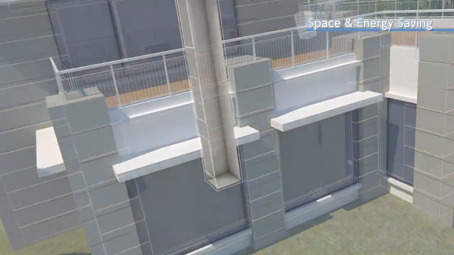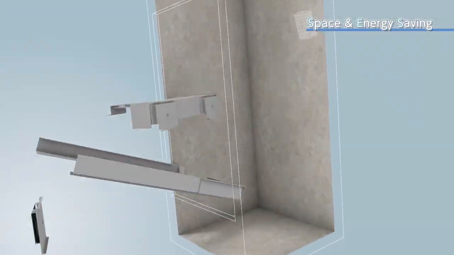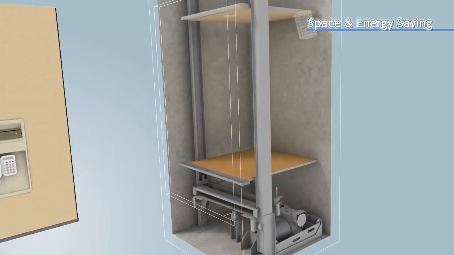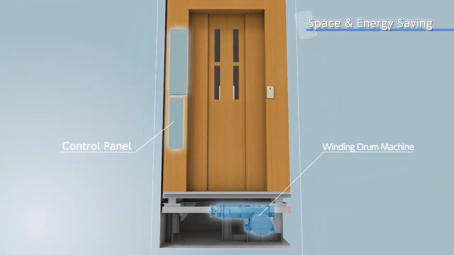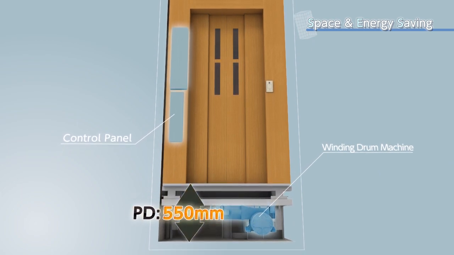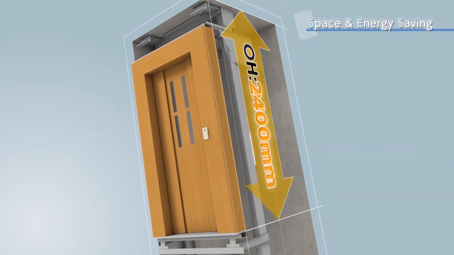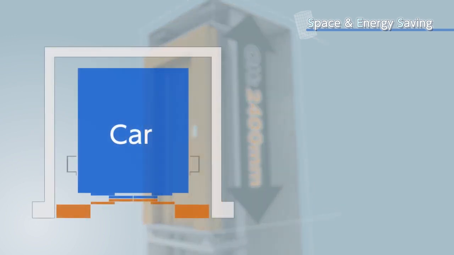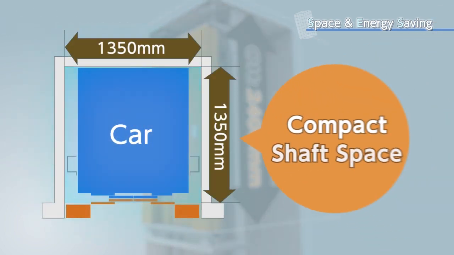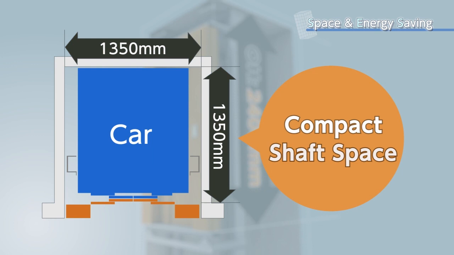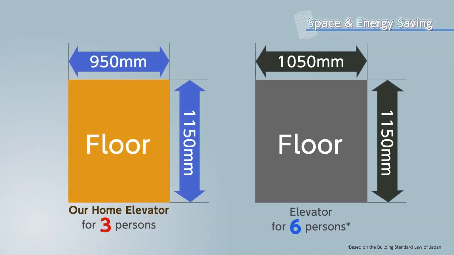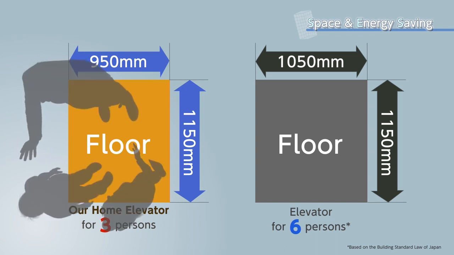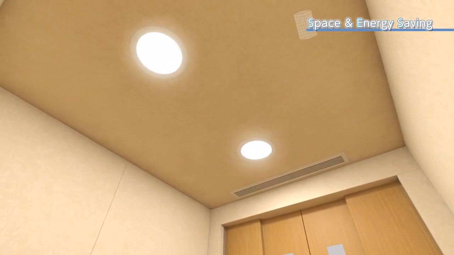Some of the outstanding features of our home elevator are its easy planning and space-saving design. By placing the compact winding drum machine in the shaft and incorporating the control panel into the entrance unit, it minimizes the shaft space. Despite the small shaft space, the car interior is not compromised and kept spacious. For instance, the car size of a three-person home elevator is almost the same size as that of a six-person passenger elevator.